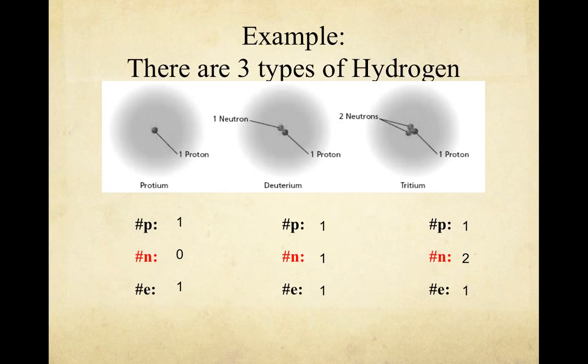Now calling them protium, deuterium, and tritium is something we don't normally do. All 3 of these are hydrogen, but since we come across this a lot in science, we gave them separate names even though they're not different elements. All 3 are hydrogen, but one has no neutrons, deuterium has 1 neutron, and tritium has 2 neutrons.